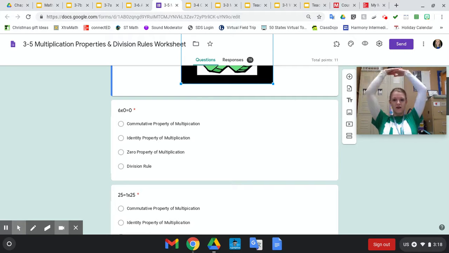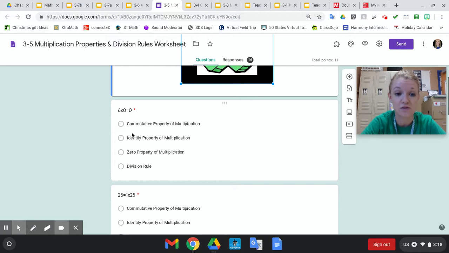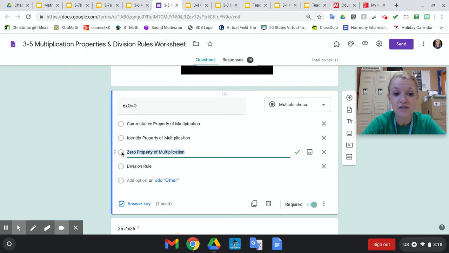Okay, then zero property, we came up with this in class. Okay, so make a big 0 with your arms. Anything times 0 is 0. All right, so we start with 0, we multiply by something, and we end with 0. So in this case, 6 times 0 is 0. That's using the 0 property, right?